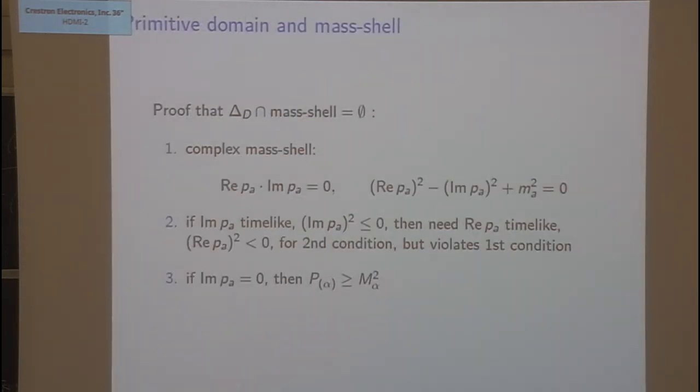Okay, so here is a very short proof that you don't have an intersection between the primitive domain and the mass shell. If you consider the complex mass shell condition, you get these two relations. If the imaginary part of p_i is time-like, then the real part should also be time-like to have a chance for this condition to be satisfied. But then this first condition tells you that it's not possible, because two time-like vectors have a non-zero inner product.